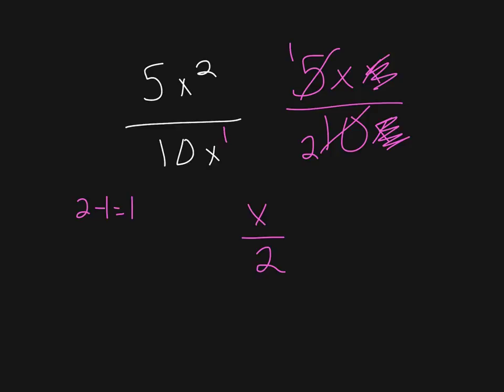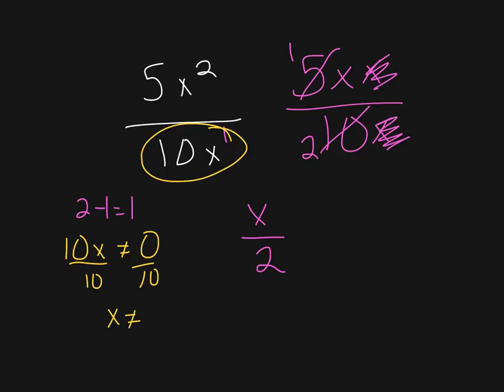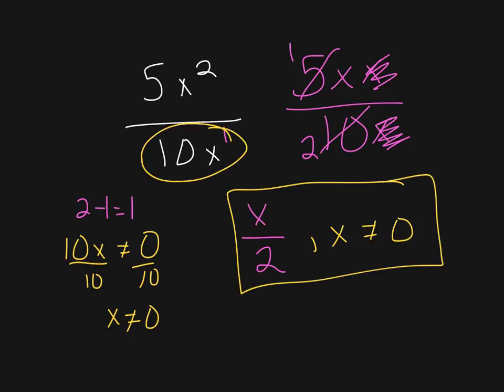But when we're doing this, we also need to look at the denominator before we divide and see if we have any excluded values. So in this case we have a 10x. There is a variable in the denominator, which means you do have an excluded value. So 10x cannot equal 0. Divide by 10. So x cannot equal 0. So we reduce it to x over 2, and then x cannot equal 0.